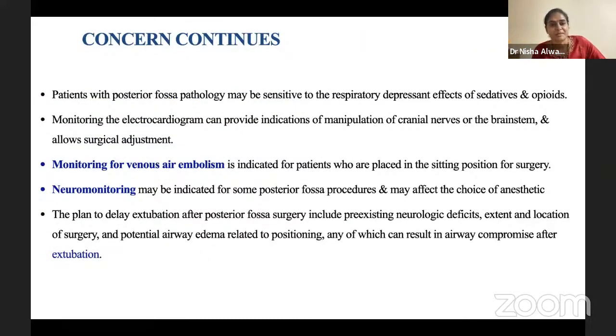The other things which need to be kept in mind: patients with posterior fossa pathology are sensitive to respiratory depressants or sedatives as well as opioids. And it's important to have a baseline ECG because during the surgery, there's a lot of manipulation of the brainstem as well as structures near to it, which can cause a lot of hemodynamic instability. Arrhythmias can come, so it's better that you have a baseline ECG.